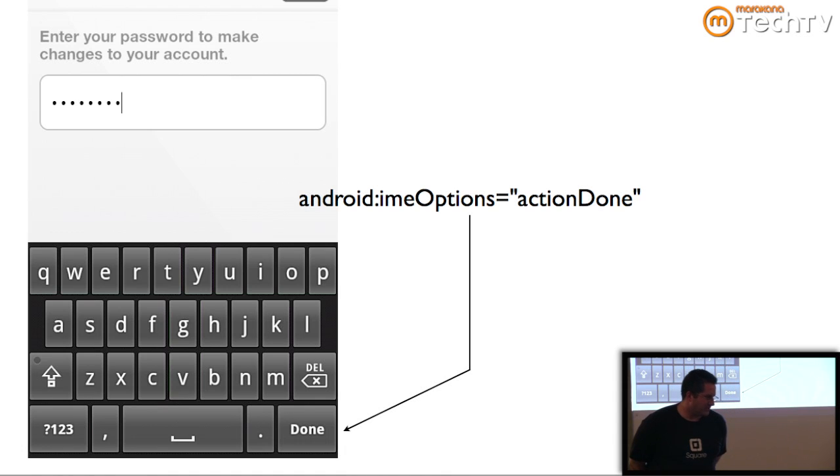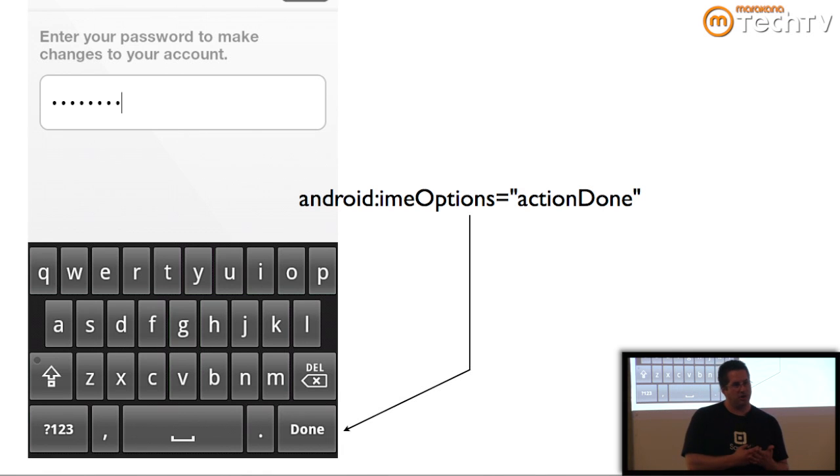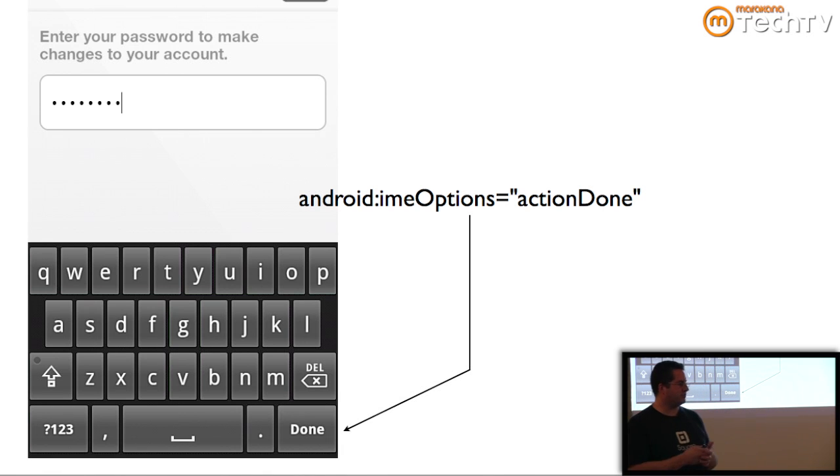Input method options. Kind of jumping around here, but this is really important. I notice people get this wrong a lot in Android. It's a tiny, easy thing you can do. Anytime you have an EditText in your UI, you should always set IME options. There's a variety of them, like action done, action next. What that'll do is control the text on that button on your keyboard in the lower right-hand corner. And it just makes your UI a little faster and easier to work with.